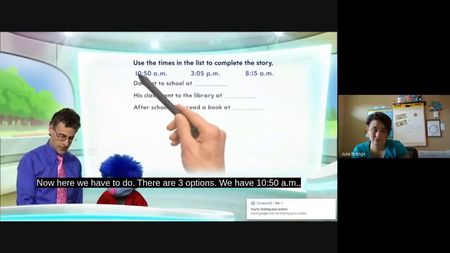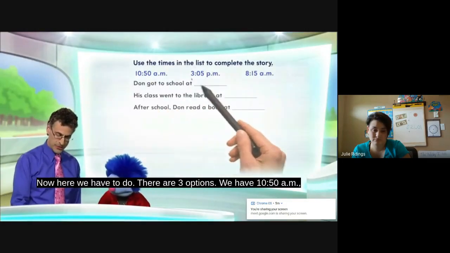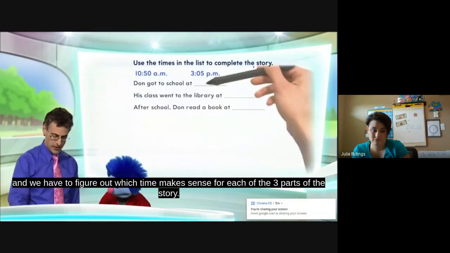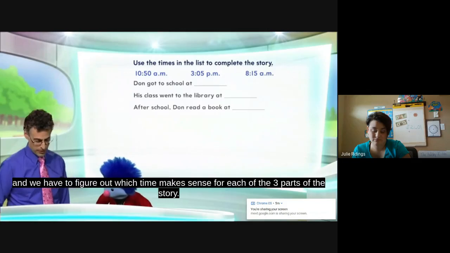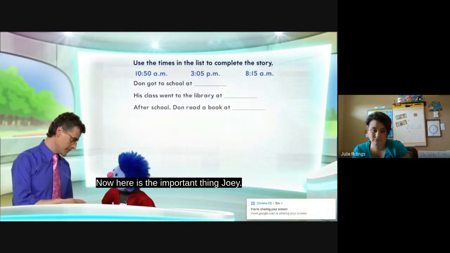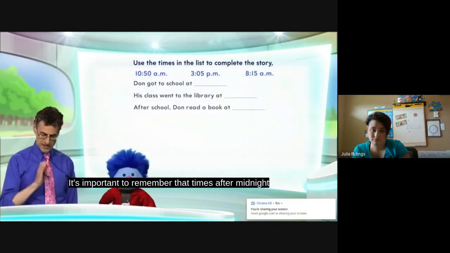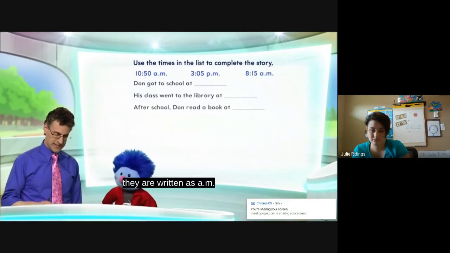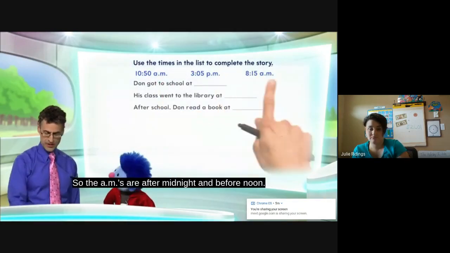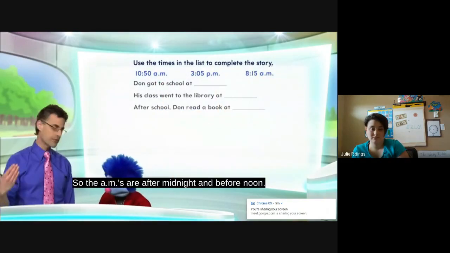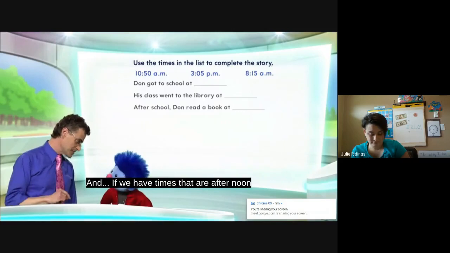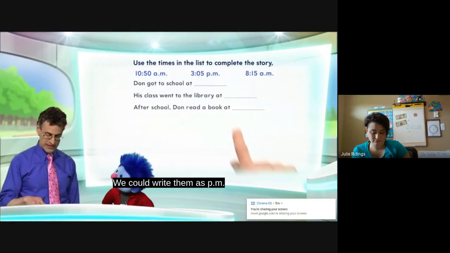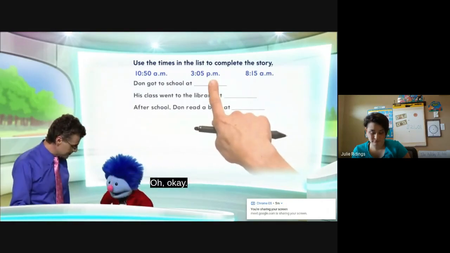Now, here we have to do. There are three options. We have 10:50 a.m., 3:05 p.m., and 8:15 a.m. We have to figure out which time makes sense for each of the three parts of the story. Now, here's the important thing, Joey. It's important to remember that times after midnight but before noon are written as a.m. So the a.m.s are after midnight and before noon. And if we have times that are afternoon but before midnight, the other part of the day, we write them as p.m.